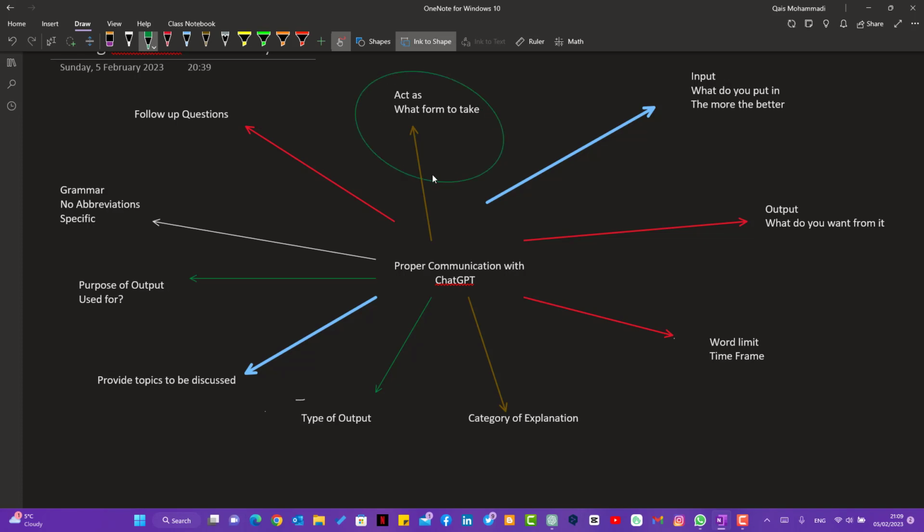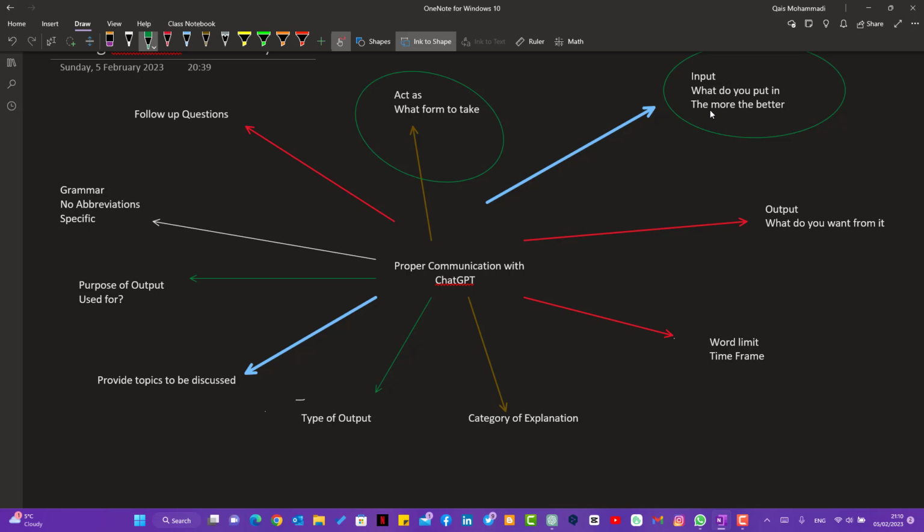So "act as" is very important. Here, you're going to tell ChatGPT what form to take. Should ChatGPT answer you as a scientist, as a teacher, as a student, as a designer, as an engineer, as a doctor, as a fitness guide, whatever you want? So this part is very important. And then I'm going to skim through very quickly so that we can go to ChatGPT and easily understand what we mean by that. Then it's important to provide input.